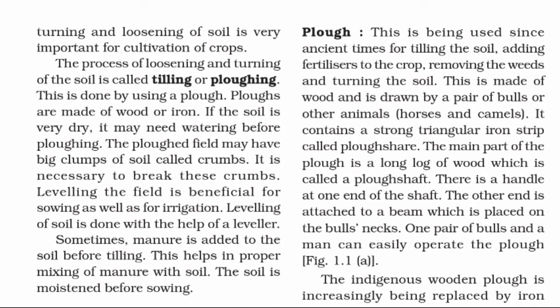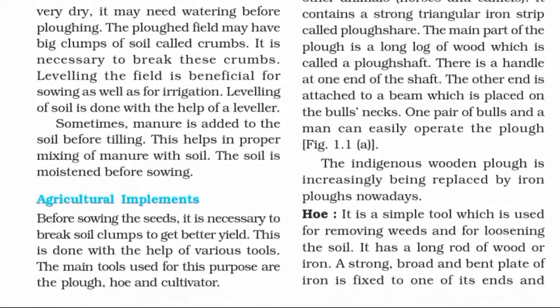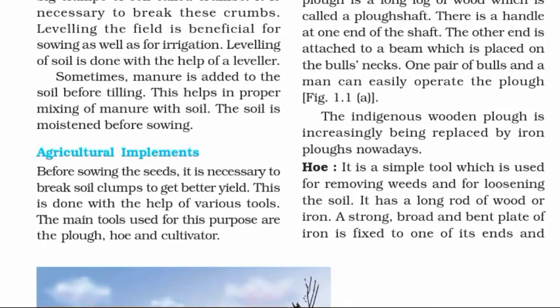The main part of the plough is a long log of wood which is called a plough shaft. There is a handle at one end of the shaft. The other end is attached to a beam which is placed on the bulls' necks. One pair of bulls and a man can easily operate the plough, as shown in Figure 1.1a. The indigenous wooden plough is increasingly being replaced by iron ploughs nowadays.